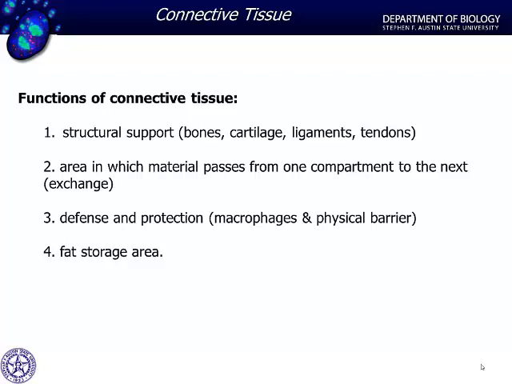Third, connective tissues can provide a place for defense and protection. And when we look at cells in the blood, the white blood cells, those are going to be part of our immune system. But certainly we can create a physical barrier with many of our connective tissue components. And then lastly, with our adipocytes, fat storage, that storage reservoir of energy that we can have for the body, that is all part of the connective tissue.